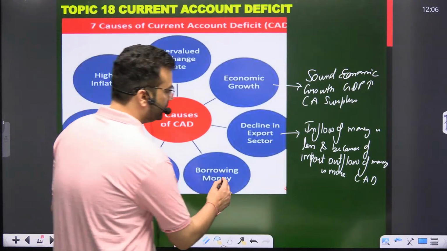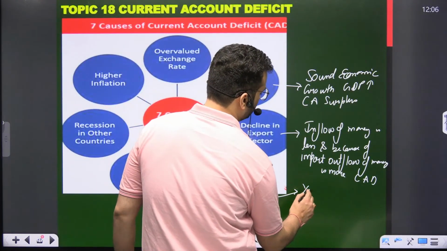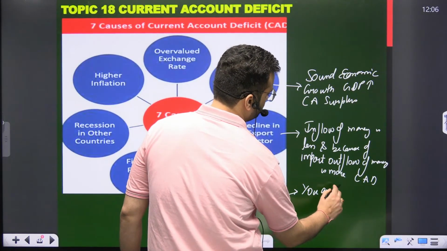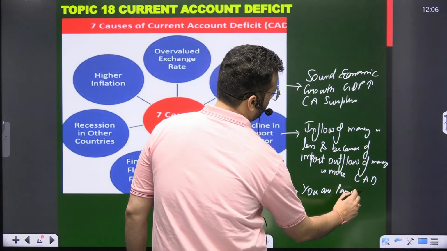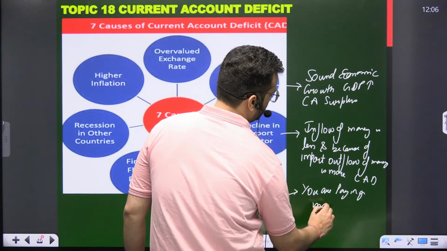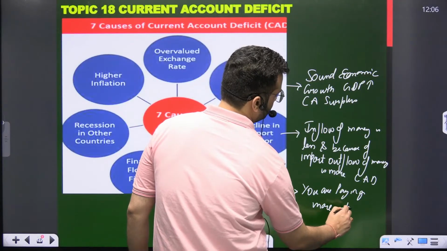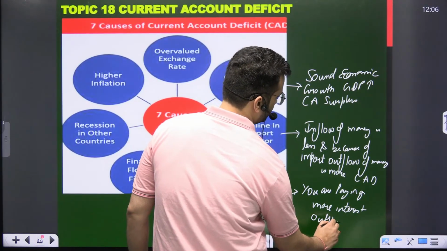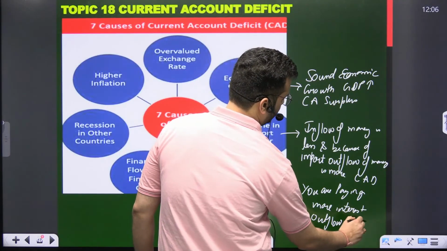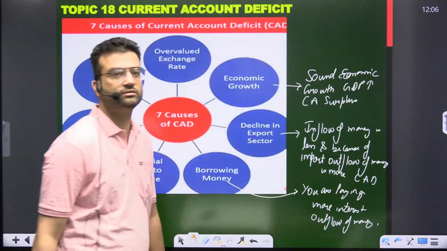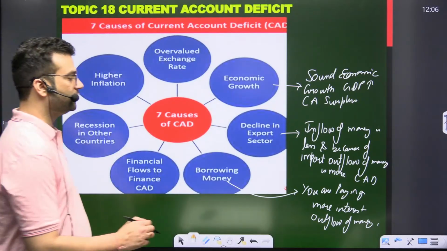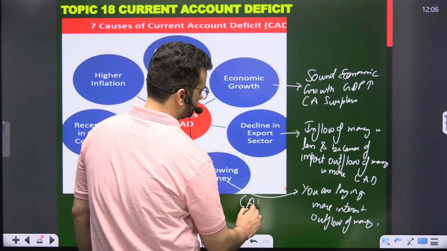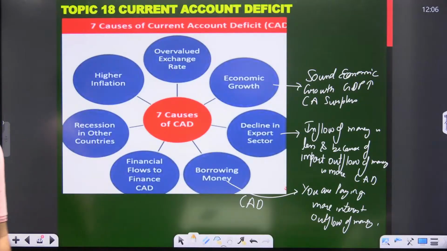Borrowing money. If you are borrowing money, you are paying more interest. And if you are paying more interest, outflow of money, that also leads to current account deficit.